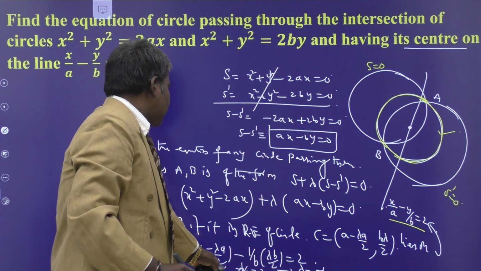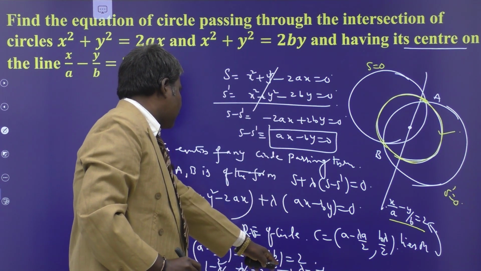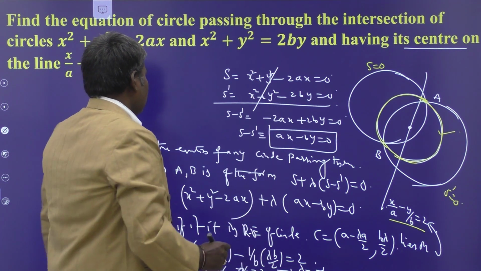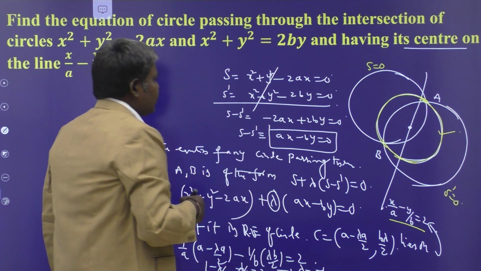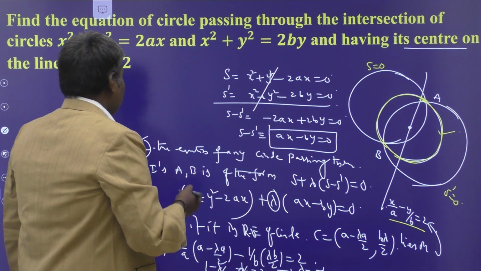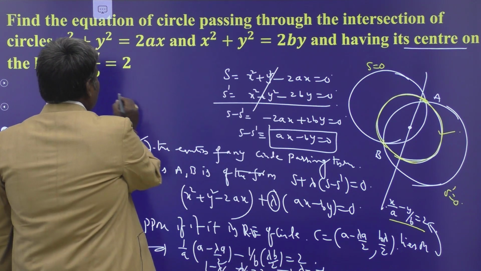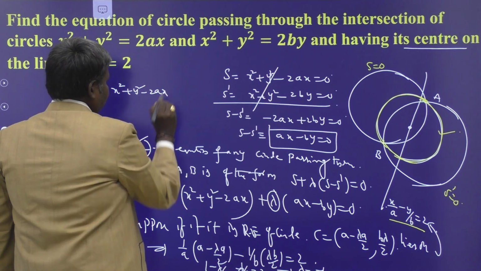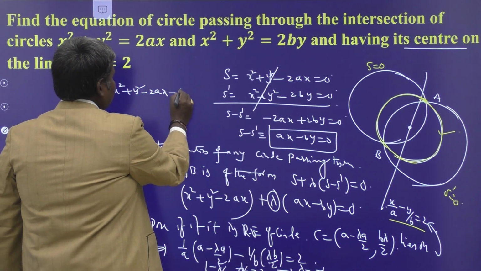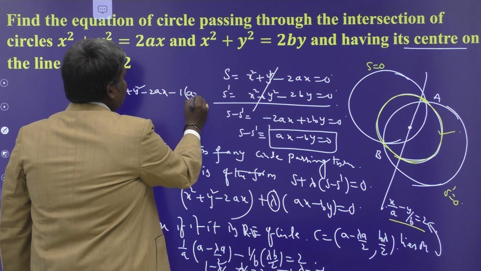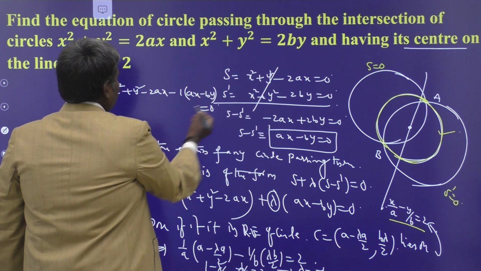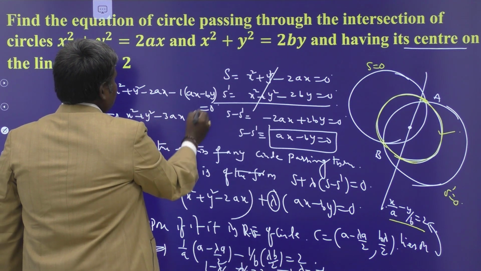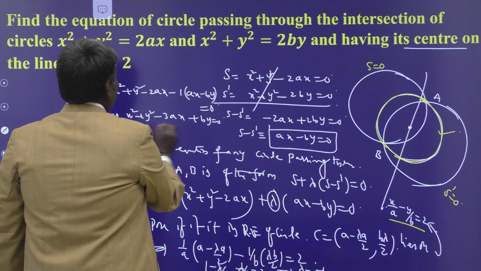Am I correct or not? Minus lambda by 2, minus lambda by 2, minus lambda; coming to the right side, that becomes lambda. 1 minus 2 is minus 1. Lambda is equal to minus 1. So substitute lambda equal to minus 1 here itself, we get the required equation. The answer becomes x square plus y square minus 2ax minus 1 times (ax minus by) equal to 0. So the answer is x square plus y square minus 3ax plus by equal to 0.